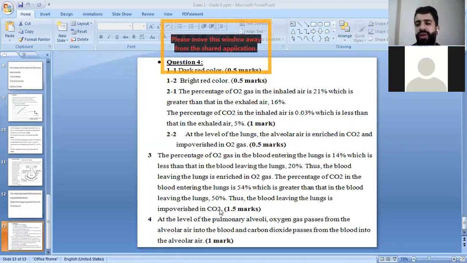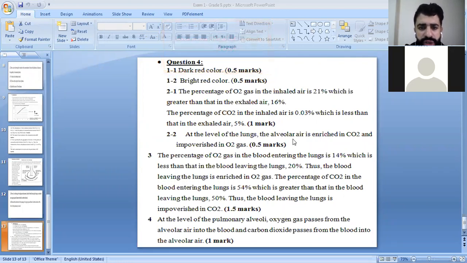So what happened at the level of the pulmonary alveoli? Oxygen gas passes from the alveolar air, medium rich, into the blood, which is medium poor, and carbon dioxide passes from the blood, medium rich, into the alveolar air, which is medium poor in CO2. This is all the exam. The exam was very easy, and we will move to discussion right now. So this is question number 4, everything related to question number 4.